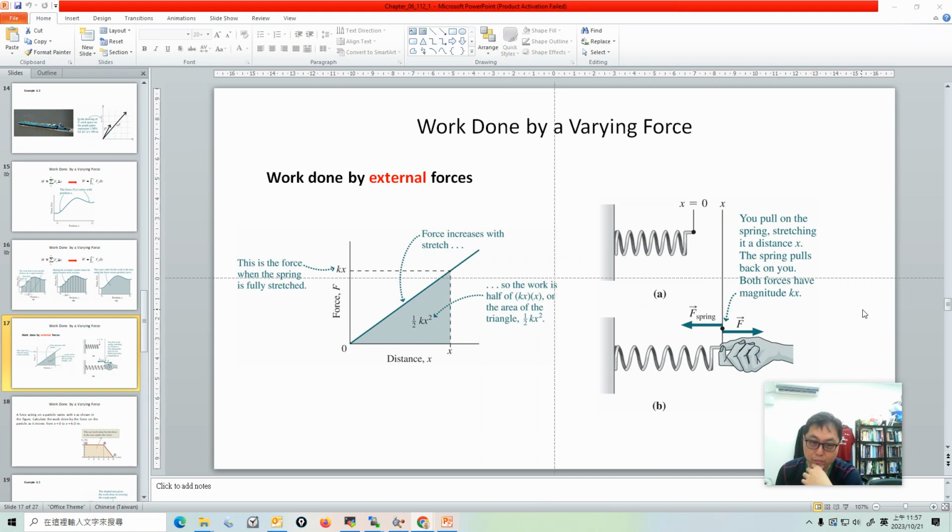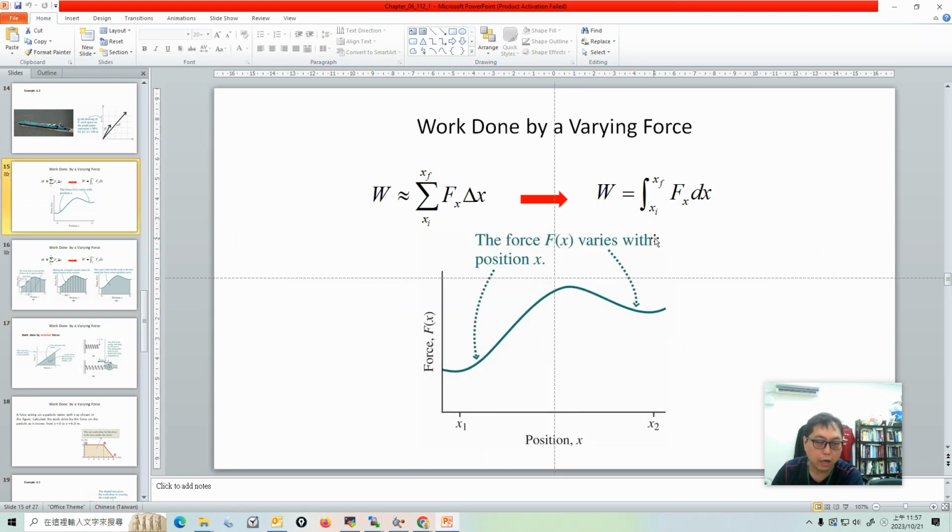This is the most simple example of varying force, but actually in physics we have lots. We will face this situation a lot. Most of the time, your force is a function of the position and displacement vector. Let's go back to the first slide here. So how do we calculate the work by a varying force? Suppose we have a force that is a function of x. If we want to calculate the work done by this force between x1 and x2, how do we calculate that?